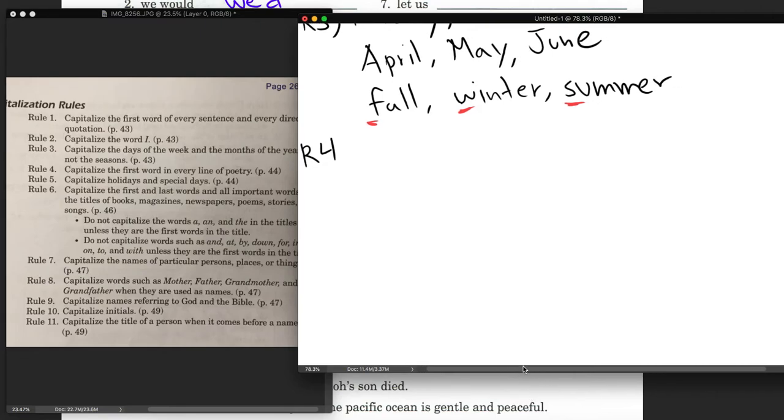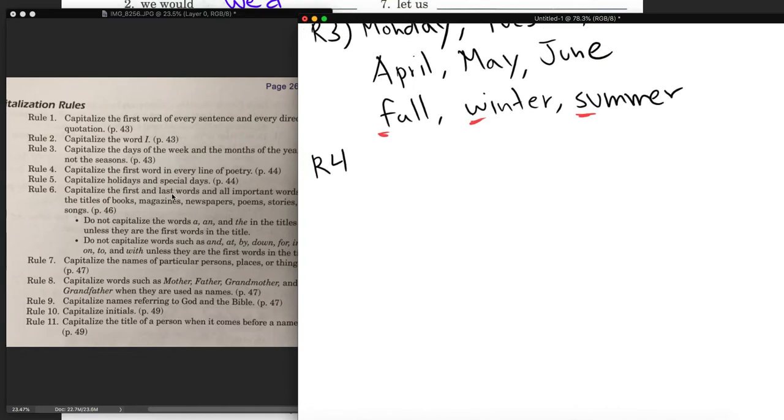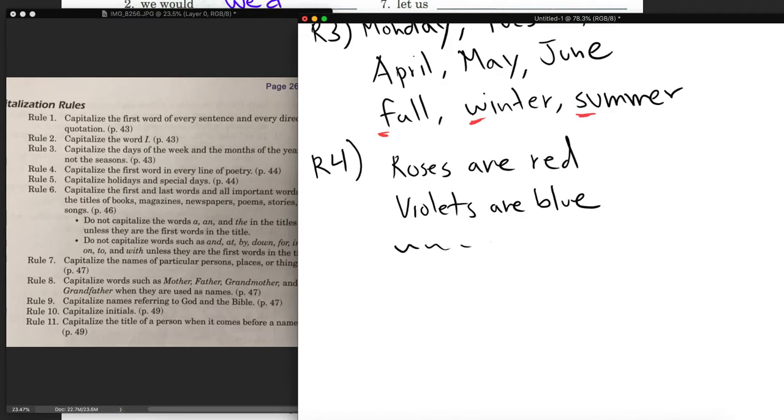Let's extend this window real quick. All right, rule number 4, capitalize the first word in every line of poetry. So when you see a poem, the first letter of each line needs to be capitalized. For example, "Roses are red, violets are blue," and whatever my next line is, the first letter is capitalized.